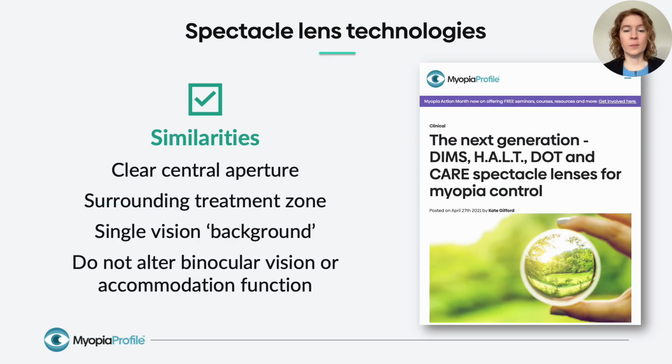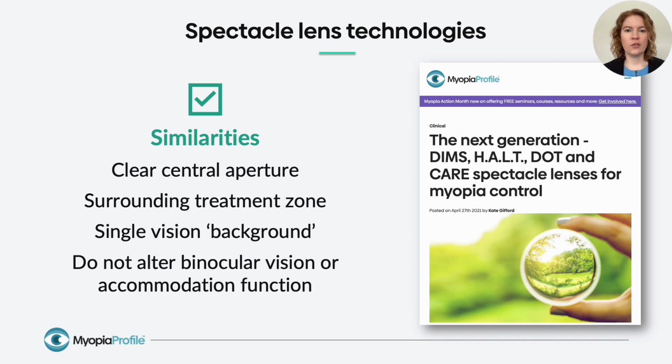Now, there's definitely some similarities amongst these designs. The similarities are they all have a clear central aperture with the single vision distance correction, and that might be for lens verification as much as for distance vision. They all have a surrounding treatment zone, however that may be configured to employ the myopia control effect. And they all have a single vision background across the entire lens. Now, maybe there's spaces within the treatment zone to see that background single vision. Maybe there is not in the case of the diffusion optics technology.